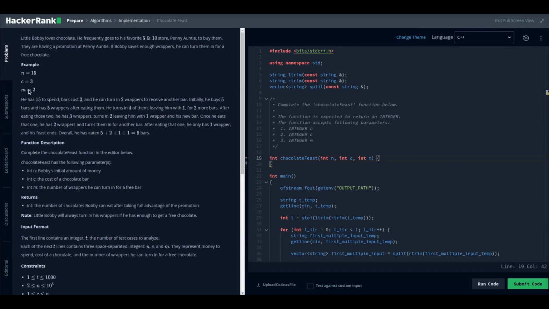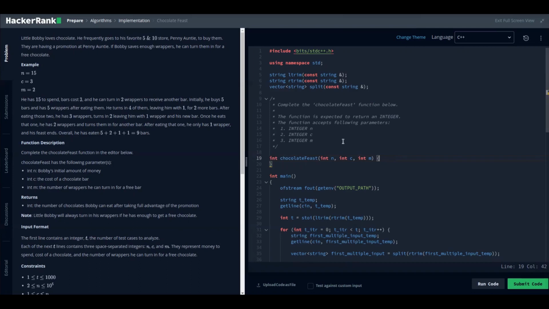So now we are supposed to find out how many chocolates we can have, given the amount of money we have initially, and then the price of the chocolate, and the last condition, the number of wrappers you can use to get one chocolate. So how are we going to solve it given this example?